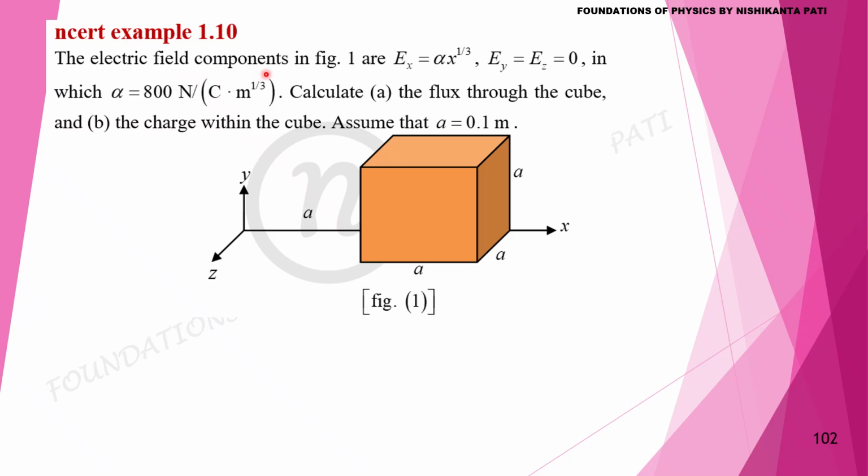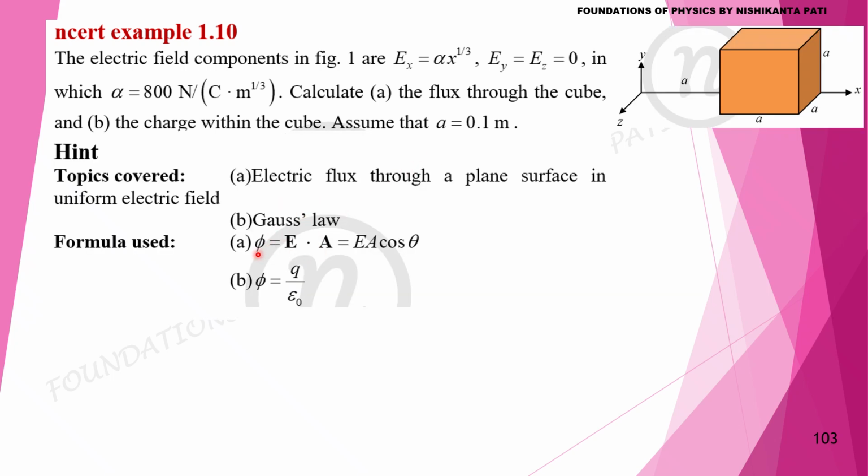The electric field components in figure 1: Ex is non-zero, Ey and Ez are 0. So the electric field is along the positive x-axis. Alpha is given, and when we need this alpha we can put it here. Then the flux through the cube is asked, and the charge inside the cube we also have to solve. A is given as 0.1 meter, this is 0.1 meter, this is also 0.1 meter.